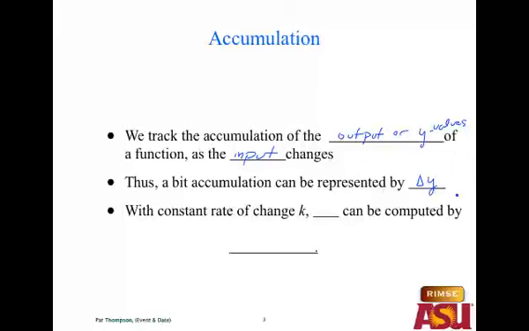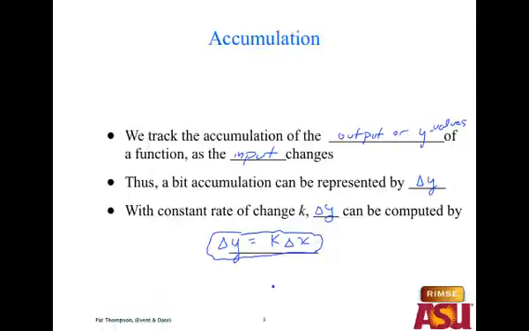With constant rate of change, how can we compute delta y? k delta x. That's what I've been talking about. One of the major points while we were hammering on constant rate of change is that this principle will help us find small bits of accumulation. If we have a constant rate for a small change in x, we can easily calculate the corresponding amount of accumulation in that small change of x.